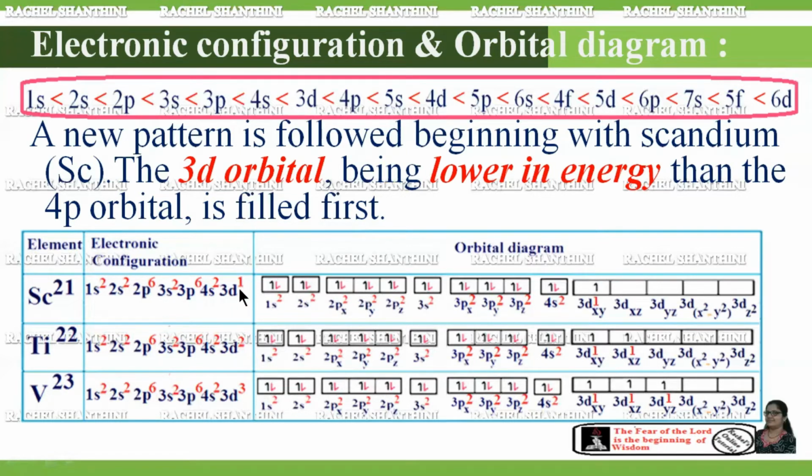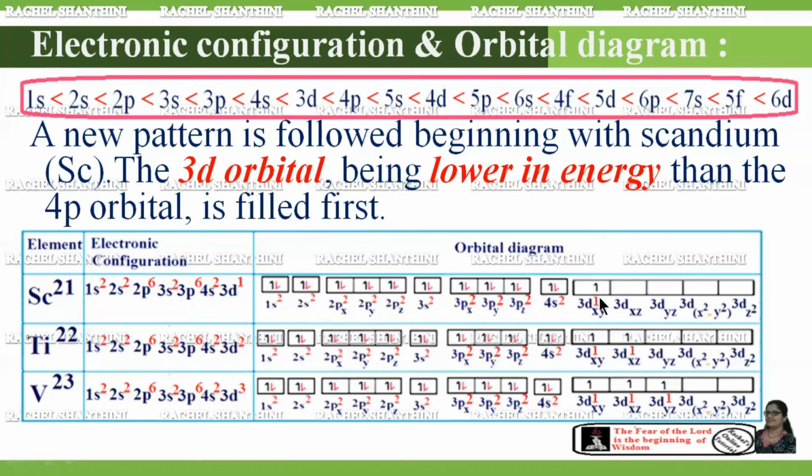Then how many electrons do we have? Only 1, right? So it will occupy the first orbital, that is 3dxy orbital. So we need to draw an upward arrow mark which represents the parallel spin.